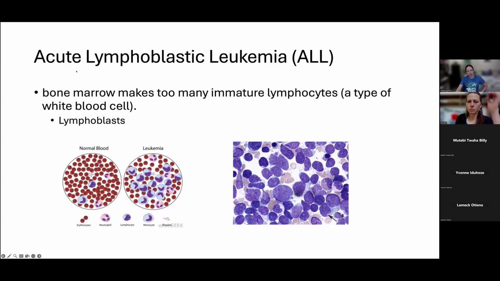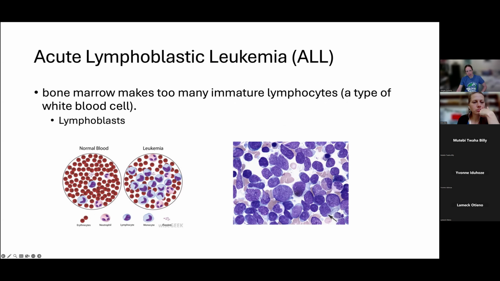So let's look at acute lymphoblastic leukemia. We call this ALL. This is the most common cancer in childhood. So I'm going to spend a bit of extra time so you really know a little bit about it. Okay. So the main problem, if you were to really get down to the most important thing that happens, is that the bone marrow makes too many immature lymphocytes, which are a type of white blood cell. These are called lymphoblasts. Okay.